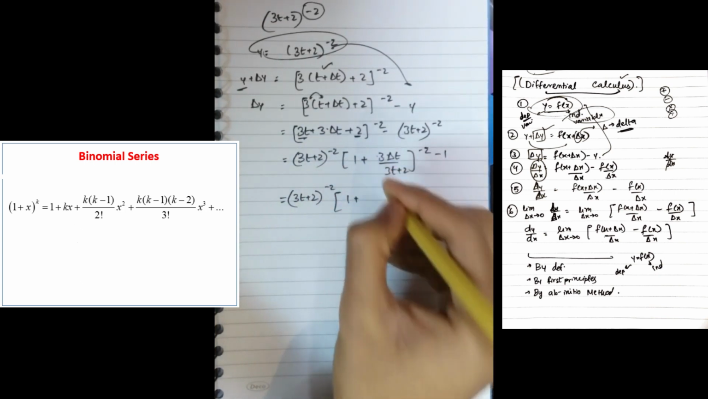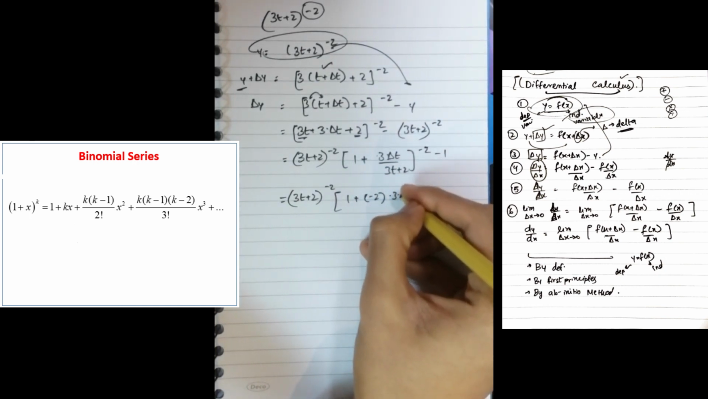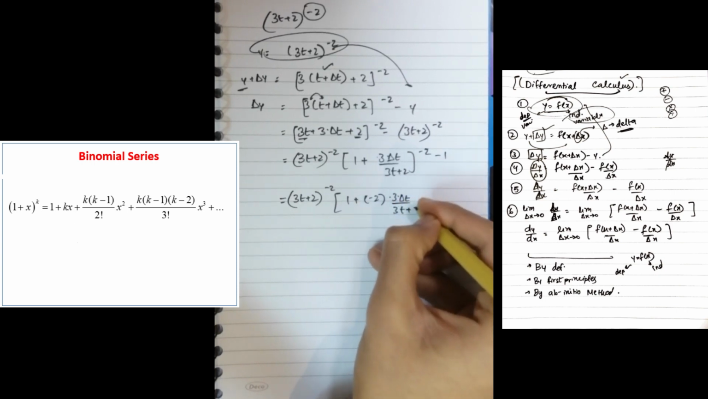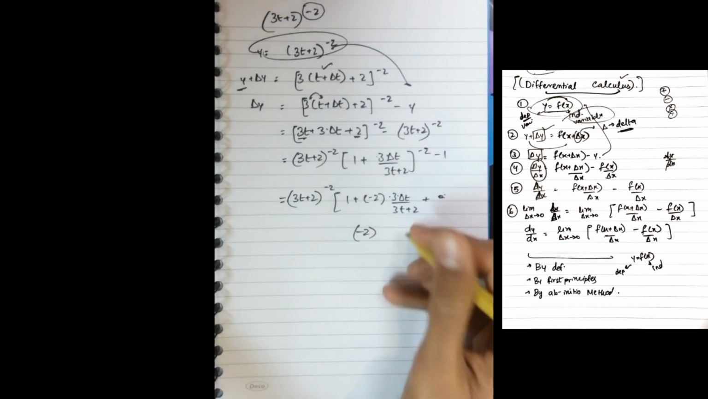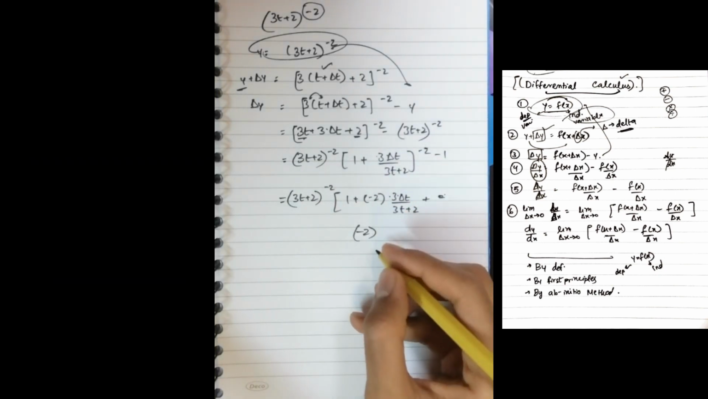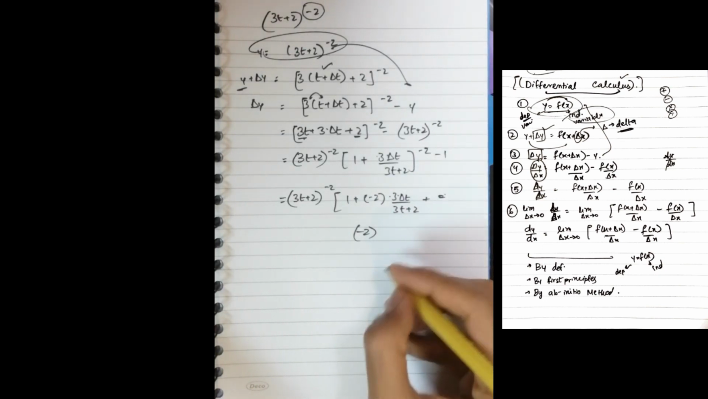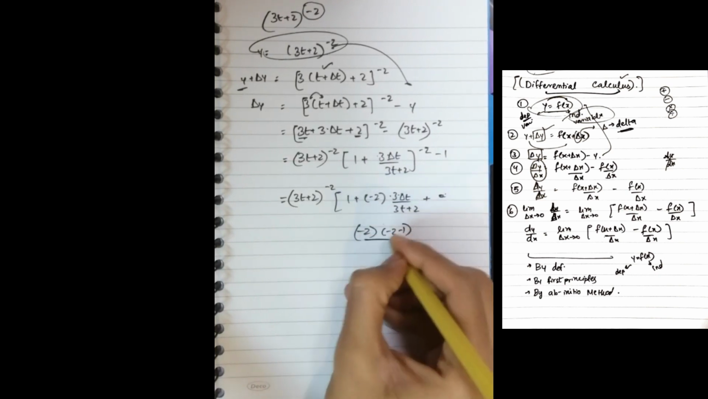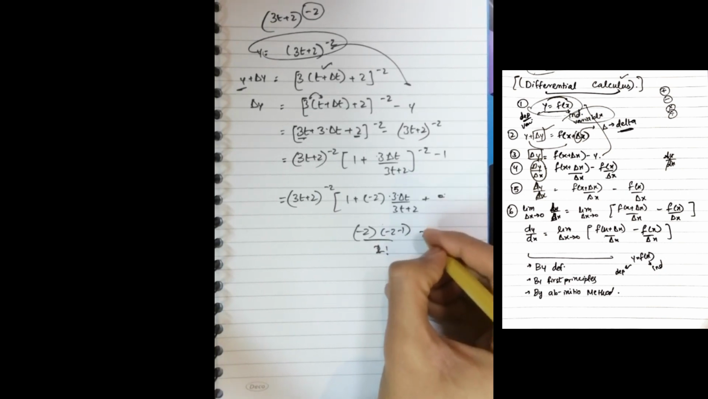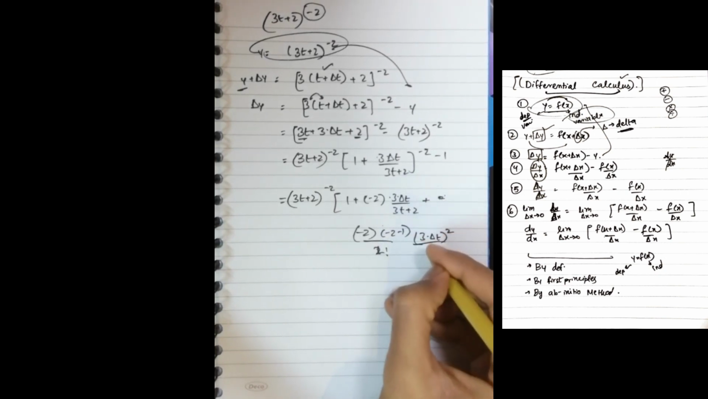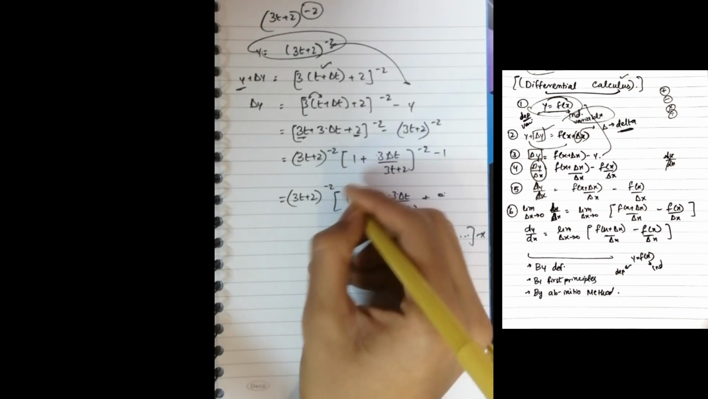Now we can just continue with our question. 1 plus minus 2, 3 dot delta t divided by (3t + 2). This is the first term. Now for the second term, I'm just going to write it on the next line because it's going to mess up the space at the end of the notebook. So minus 2 minus 1 divided by 2 factorial, that is (3 dot delta t) whole square divided by (3t + 2) whole square, plus dot dot dot, minus 1. So 1 is cancelled over here.